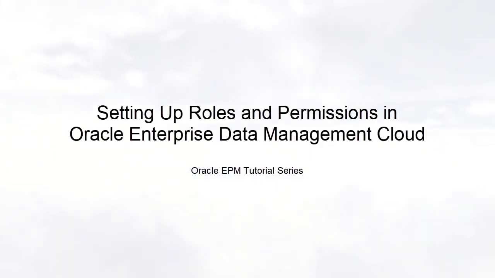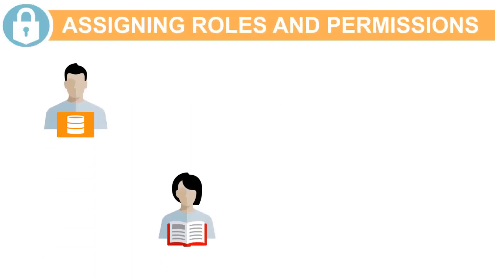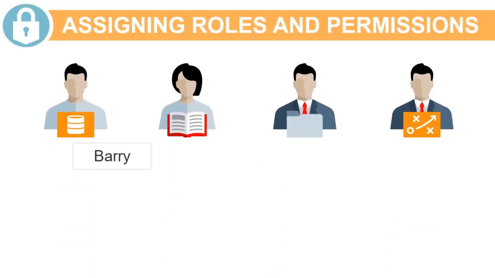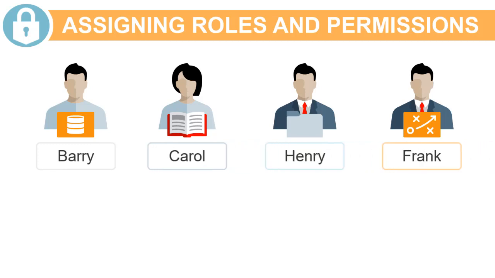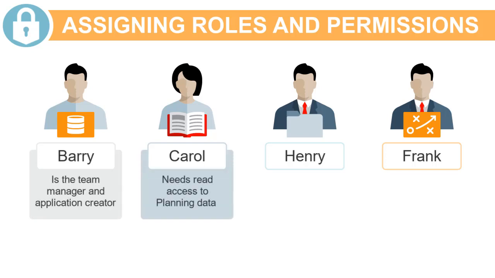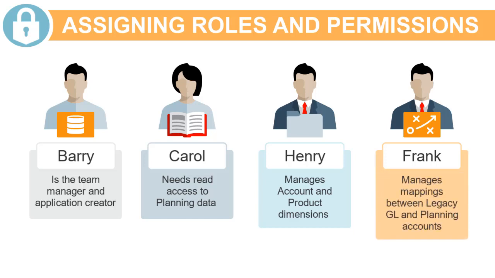In this tutorial, we'll show you how to set up roles and permissions in Oracle Enterprise Data Management Cloud. Let's look at a scenario where you assign roles and permissions for a team to manage planning data for the enterprise. The team consists of the following people: Barry, the team manager and application creator; Carol, who needs read-only access to planning data; Henry, who manages core planning dimensions such as accounts and products; and Frank, who manages mappings from a source GL application to the planning application.